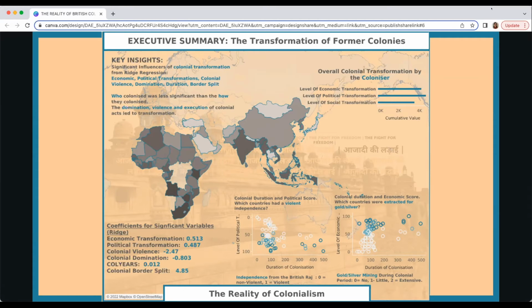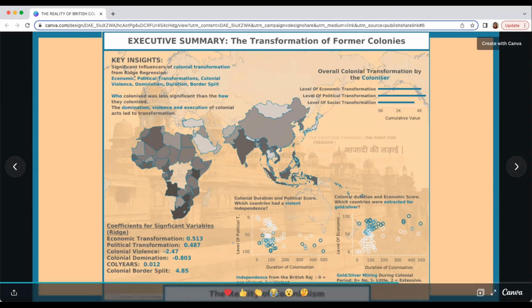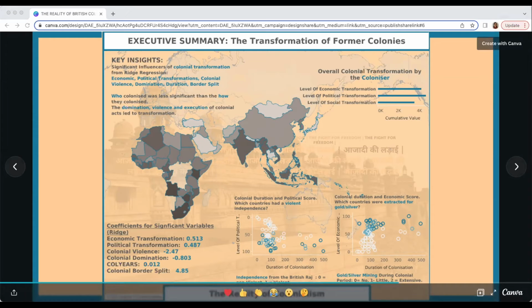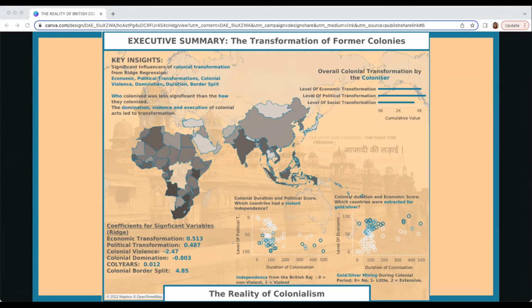But a big part of what I did was building a multi-regression model, or a multivariate regression model, because there are so many different variables that will impact how a colony was transformed when we look at what a colony went through. So the three big factors that I used to assess the colonial transformation were social, political, and economic. And that was the response variable, which when we sum that up gives us the transformation score.